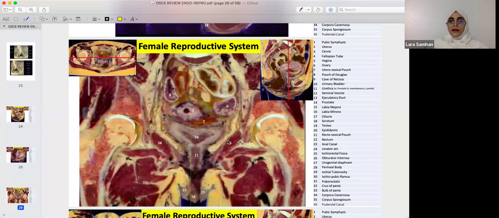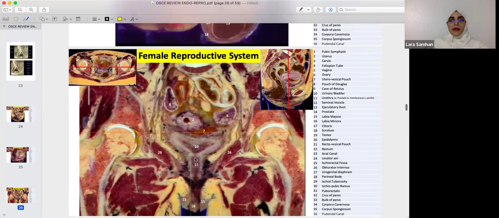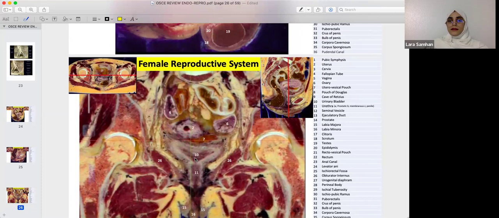We also have in here the female genitalia. Just go more down to be clear. We have in here the female genitalia. As you can see here in number 15, it's the labia majora. And if you have the labia majora, we should also have the labia minora. Okay, perfect. As you can see here in number 2, we have the uterus.